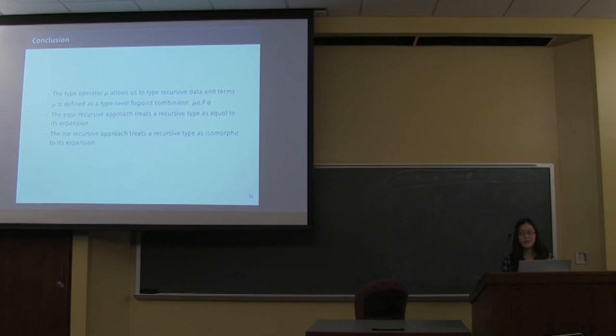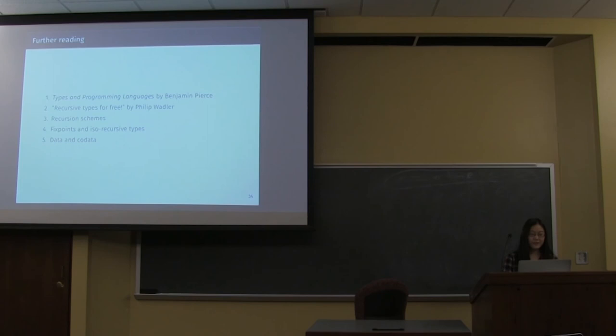If you want to do further reading, my references are here. These are actually links in the slides, so once I send them out, you can click them. One really good resource is Types and Programming Languages by Ben Pierce. The paper that talks about initial F algebras and terminal F coalgebras is called Recursive Types for Free by Phil Wadler. And then I'd recommend doing some further reading if you're interested on recursion schemes, more on fixed points, because that can be a difficult concept to wrap your head around initially, and more on data and codata.